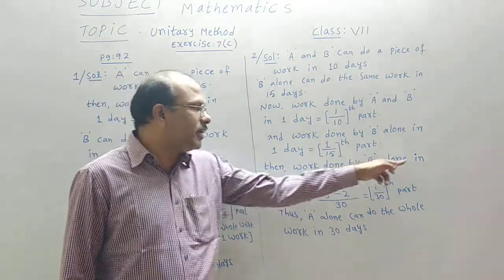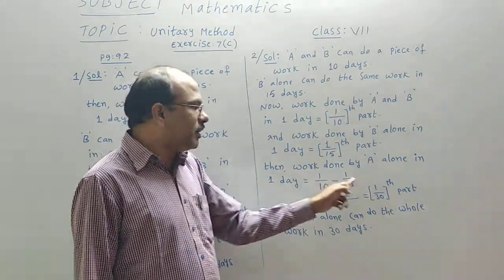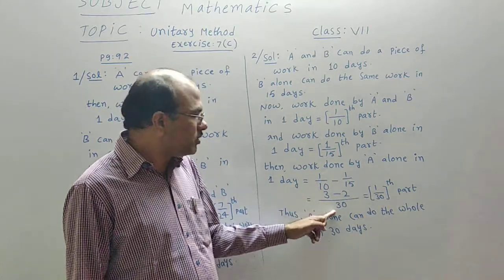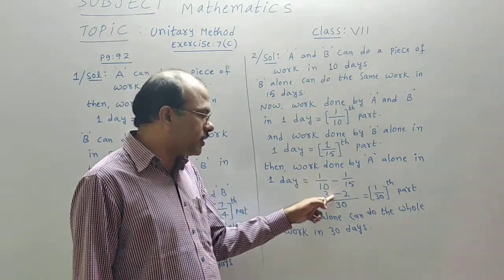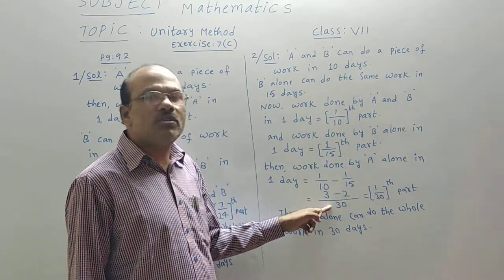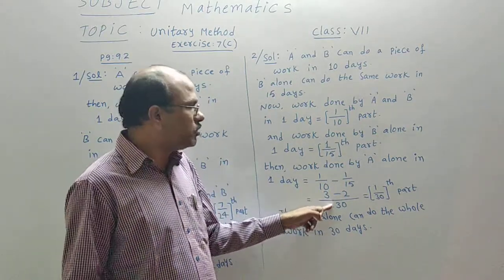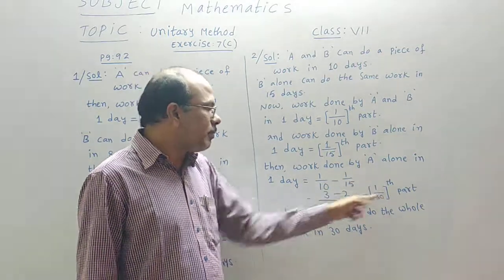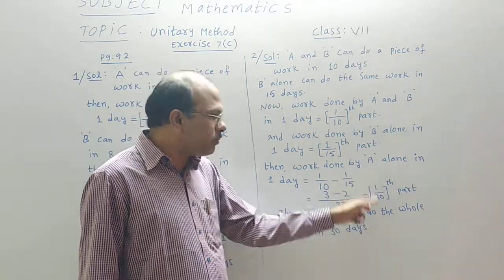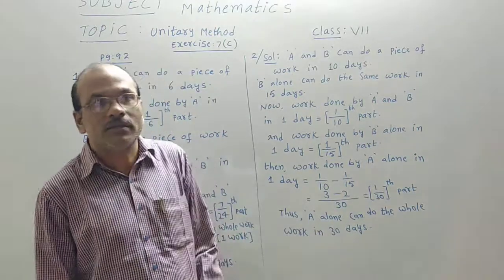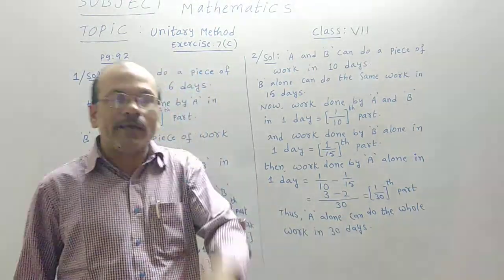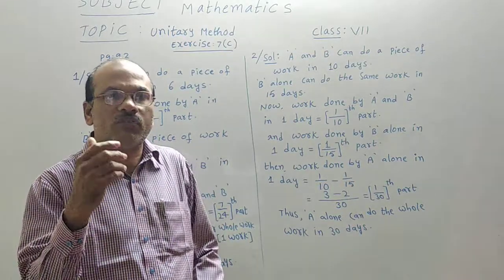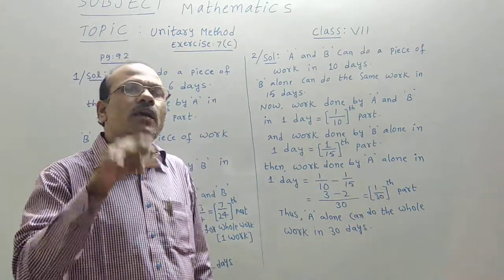Work done by A alone in 1 day. Here the LCM gives you 30. 10 into 3 times: 3 ones are 3, minus symbol. 15 2s are 30, 2 times: 2 ones are 2. 3 minus 2, answer 1 by 30. That is 1 by 30th part of the work that person A alone can finish. 1 by 30th part of the work will be finished in 1 day of time.